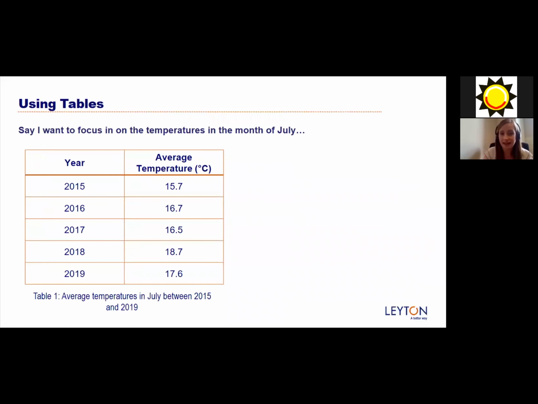So what I've done here is I've remembered to add in units for the temperature. So always make sure you have units to help your audience understand how you're measuring a certain parameter. And quite simply, I've just centered the numbers in the middle of the cells. So it just makes it tidier, neater, easier to read.